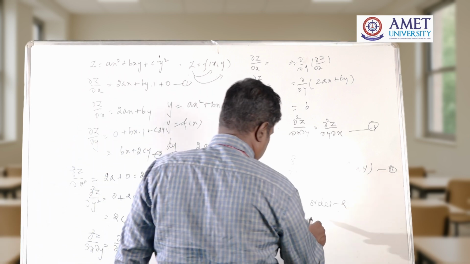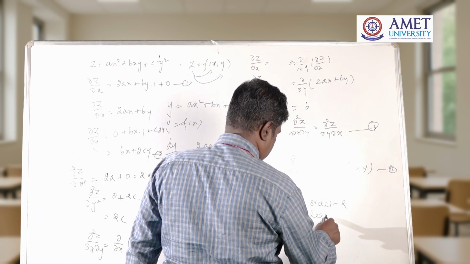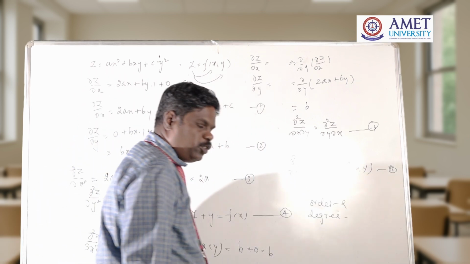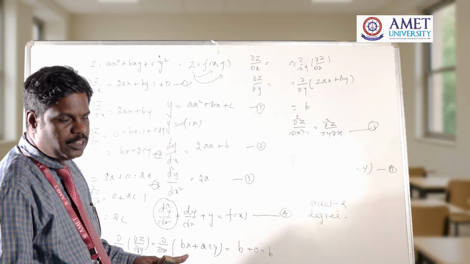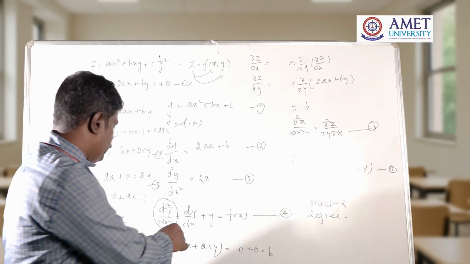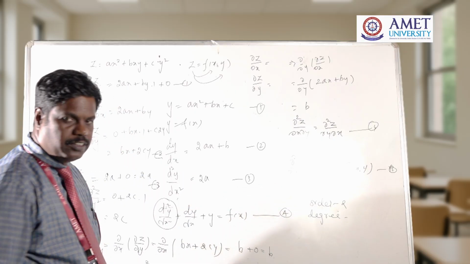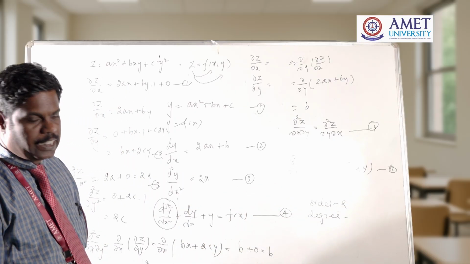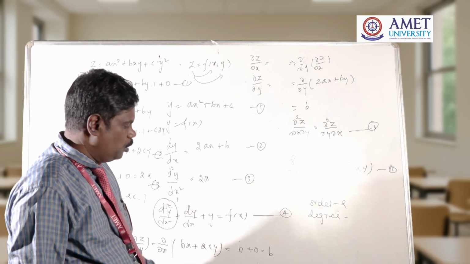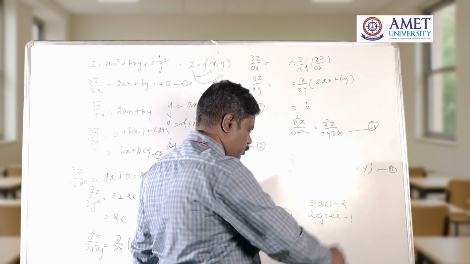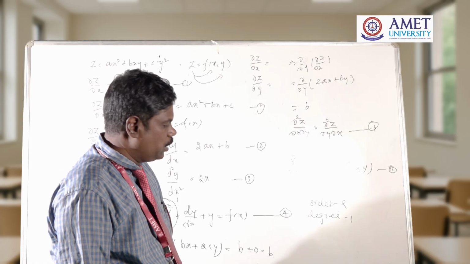Now, what is the degree? The degree of the differential equation is taken when it is free from radicals. It should be free from fractional powers, meaning it is free from radicals. How many times does the highest order derivative appear? Here it exists only one time. So the degree is 1.